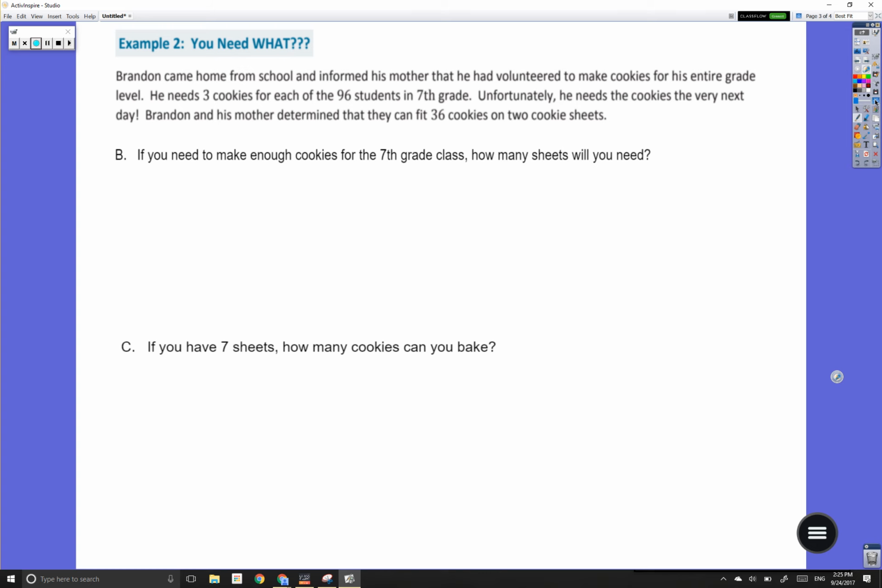All right, so if I know that I want to make enough cookies for the 7th grade, we have to use this information up here because he needed 3 cookies for each of the 96 students. So 96 times 3. I need 288 cookies. Okay, so that's actually side work. It's not really work for proportions.